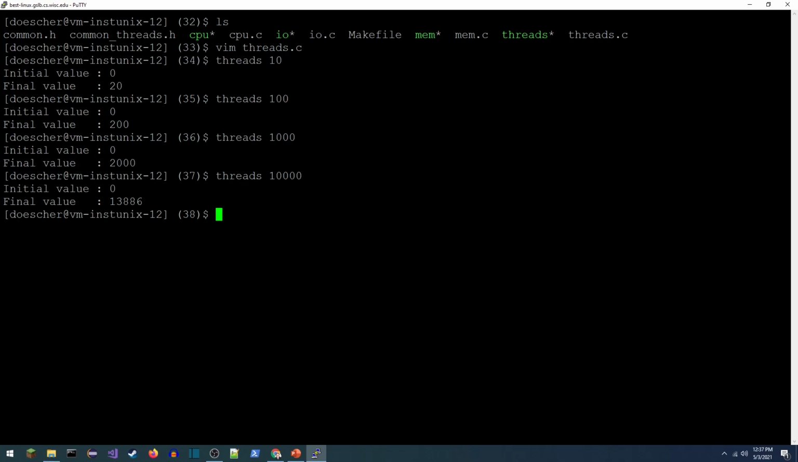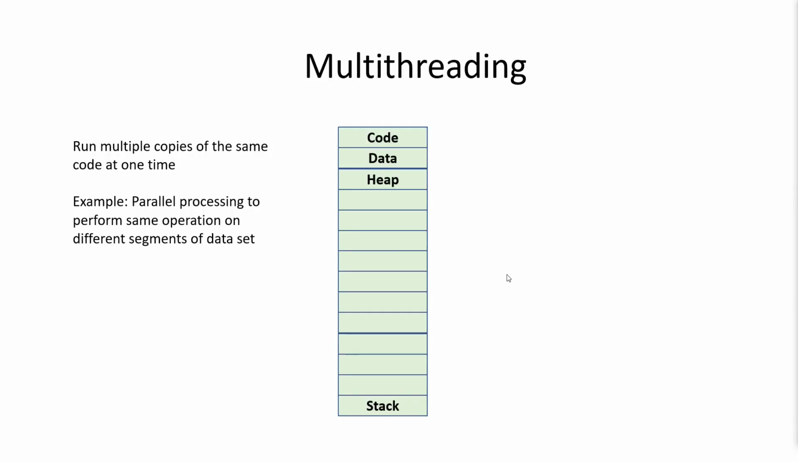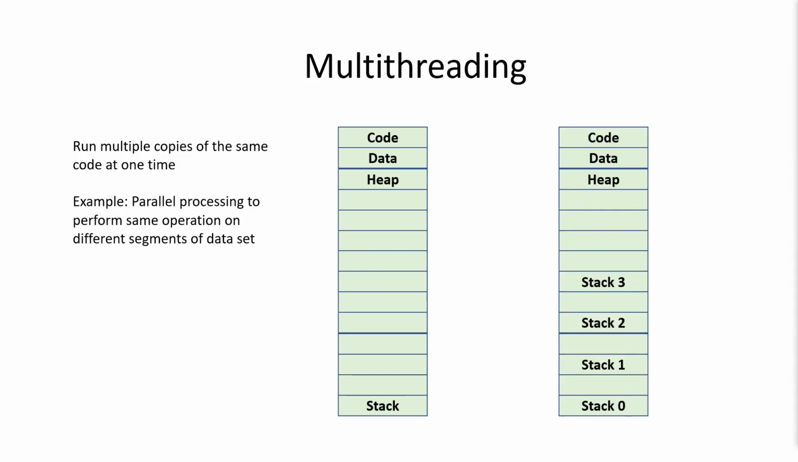All right, let me switch back to PowerPoint and see if I can do a little bit better job explaining this. So, quick review of what I just said. What we want to do is run multiple copies of the same code all at once. This is parallel processing. I'm going to take advantage of multiple cores in my CPU. An example, I might have a really large data set that I want to break into pieces, do some sort of operation on each of these parts, and take advantage of my multiple cores to get through that faster. So in order to do that, I'm going to spawn multiple threads.